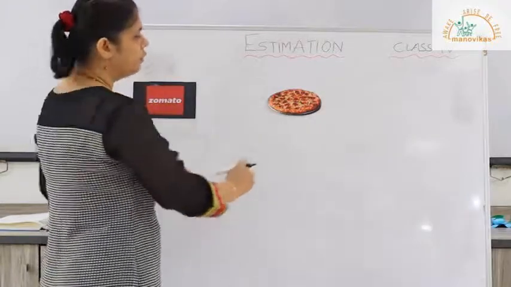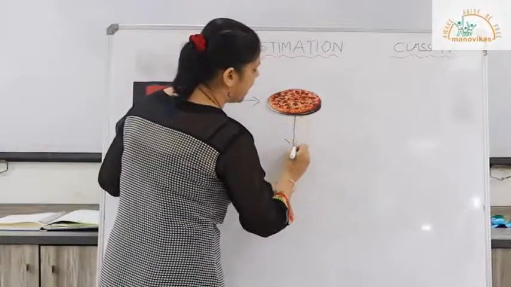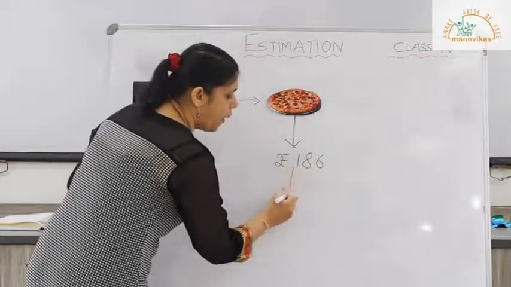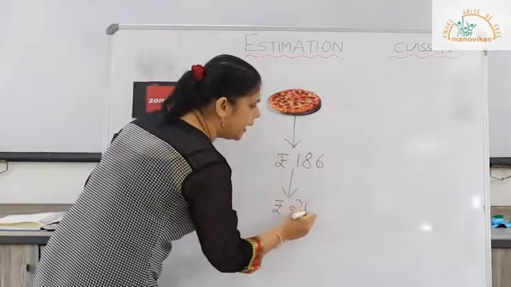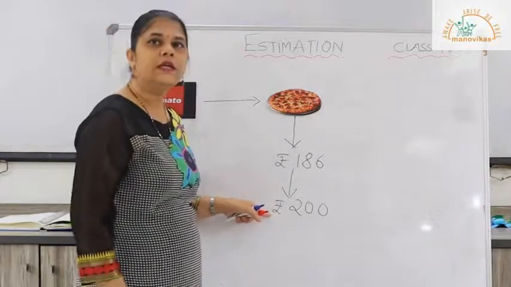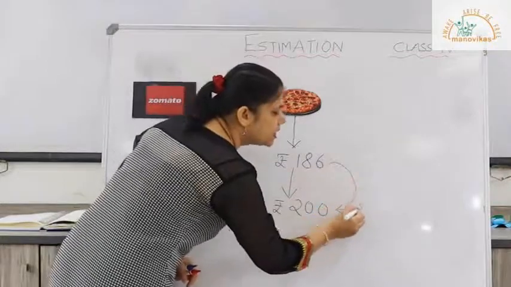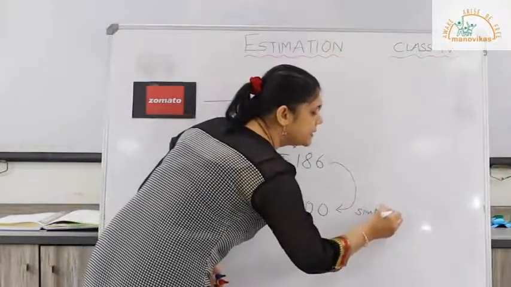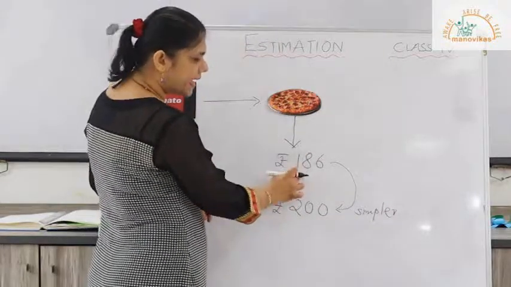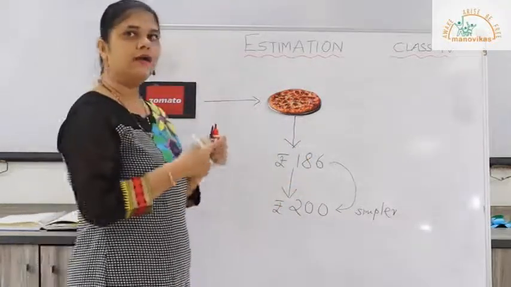Suppose I have ordered a pizza on Zomato. The delivery boy delivers the pizza and gives me a bill of rupees 186. Now, when I pay him the bill, I do not pay rupees 186 but I pay rupees 200. Now children, what have I done here? I have rounded off this number into a simpler number, that is 200. By doing this, I have paid more than the exact amount, that is 186, and I have given the delivery boy some extra money.